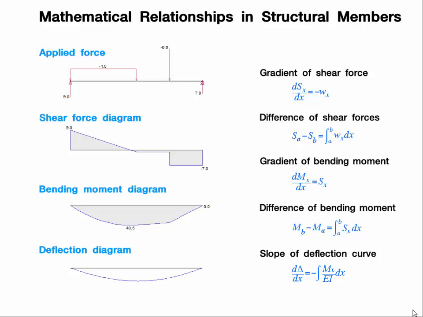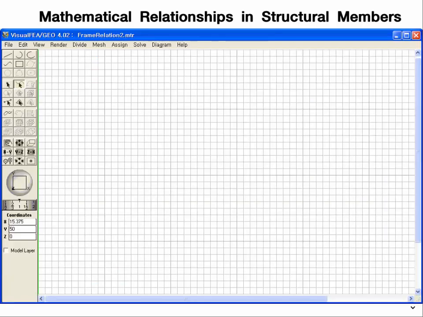There exist mathematical relationships between external force, shear force, bending moment and displacement. The relationships are graphically manifested, and can be examined through interactive operation of the diagrams. Let's take an example of a continuous beam with 3 spans.